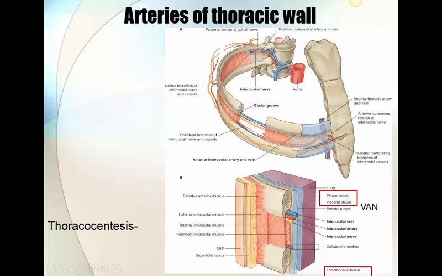It travels along in the costal groove, lying between the vein above and the nerve below. As it comes further into the groove, it gives off a branch to the lower part of the intercostal space. This lower branch is called the collateral branch. The main artery continues to travel in the upper part of the space, and the collateral branch travels along the lower part of the space.